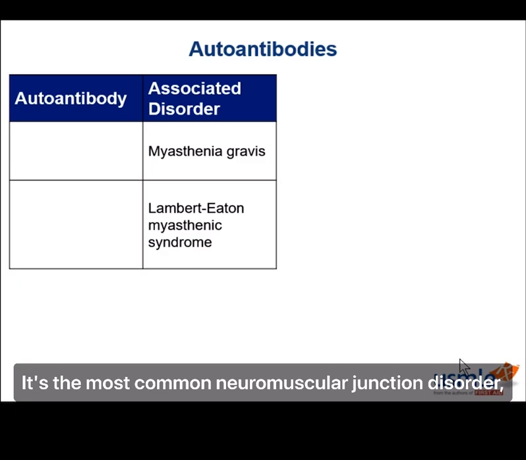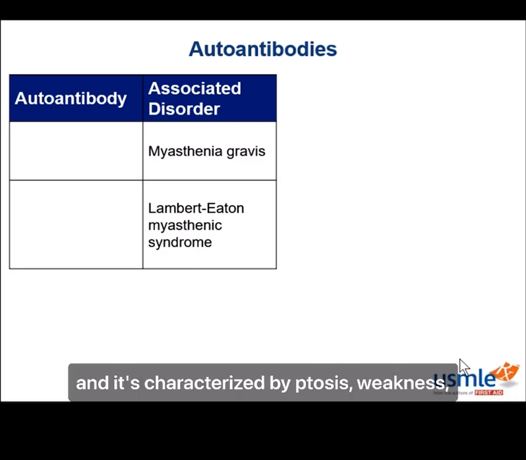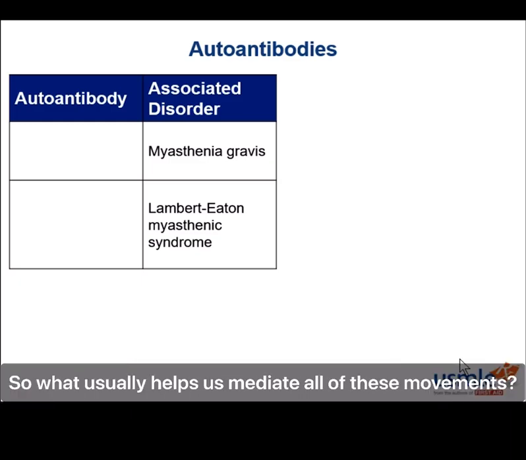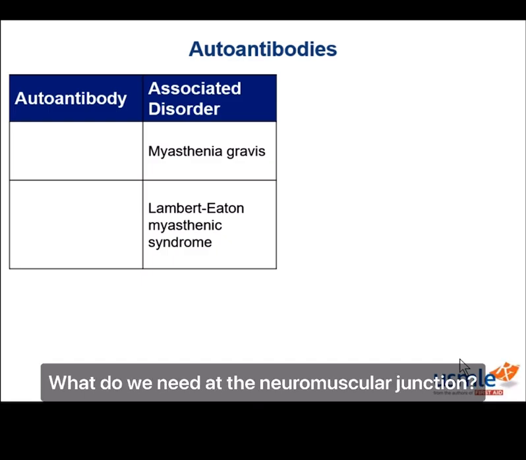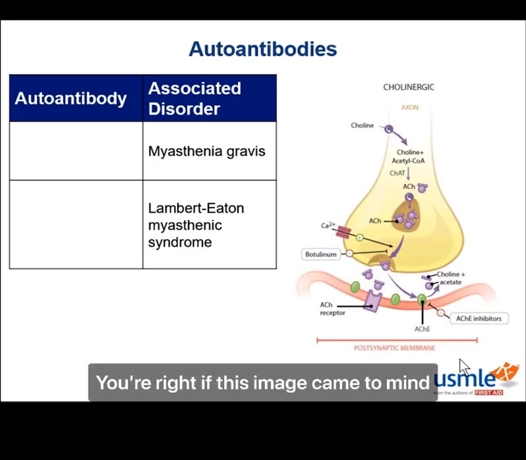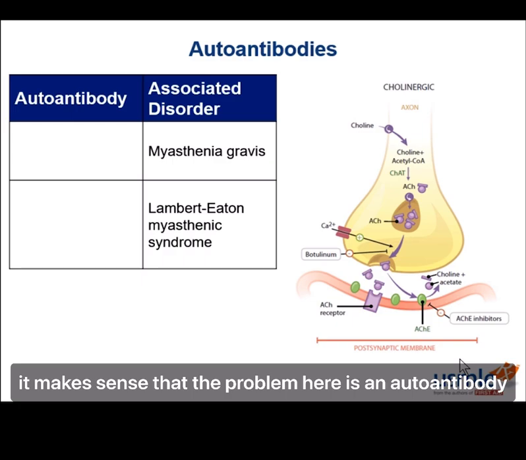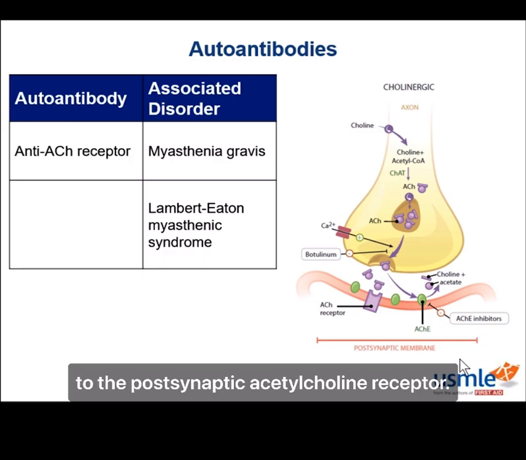It's the most common neuromuscular junction disorder, and it's characterized by ptosis, weakness, and worsening with muscle use. Your respiratory muscles get weak, and you can have dyspnea. You can get tired from chewing. So what usually helps us mediate all these movements? What do we need at the neuromuscular junction? You're right if this image came to mind, and you're thinking of cholinergic effects. So when you relate it that way, it kind of makes sense that the problem here is an autoantibody to the postsynaptic acetylcholine receptor. It's an anti-acetylcholine receptor antibody.